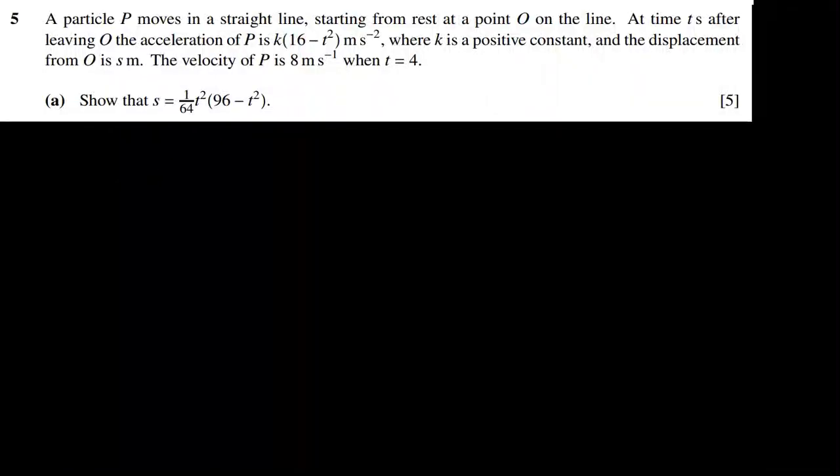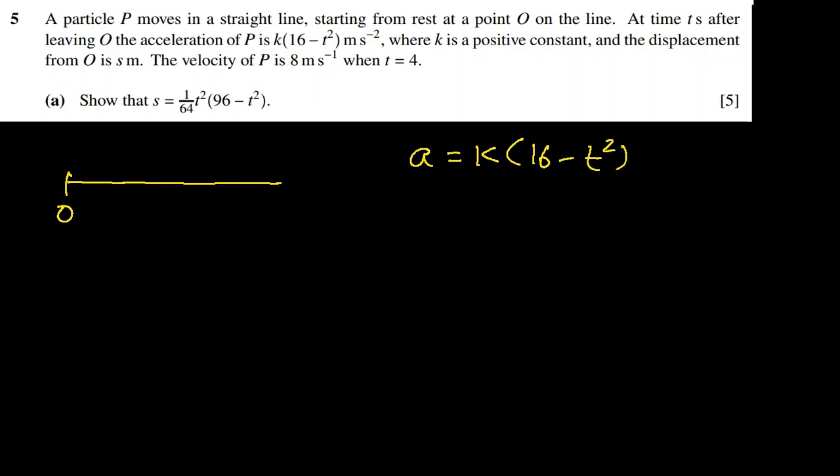Question 5. A particle P moves in a straight line starting from a point O on the line. At time t seconds after leaving O, the acceleration of P is k(16 minus t squared). So this is a very important sentence: starting from rest. That means when t is 0 at this point, it is starting. V is also 0, and obviously displacement is also 0 because it is on the point. So displacement from O is 0. These facts will help us in later stages of the question.